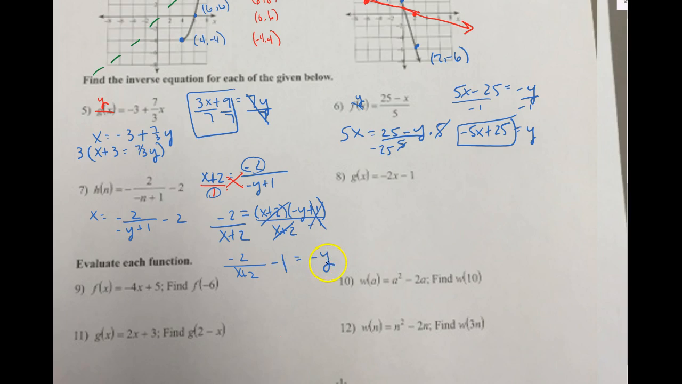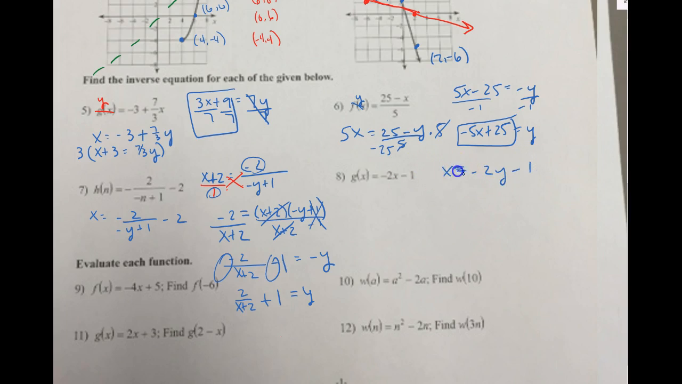We have a negative on the y, and we need it to be a positive y. So I'm going to divide everything by negative 1, and all that does is change the signs in front of each of these. Okay? So they're both negative, so they're both going to become positives. And that would be how I write my final answer. That was a hard one. It really was.